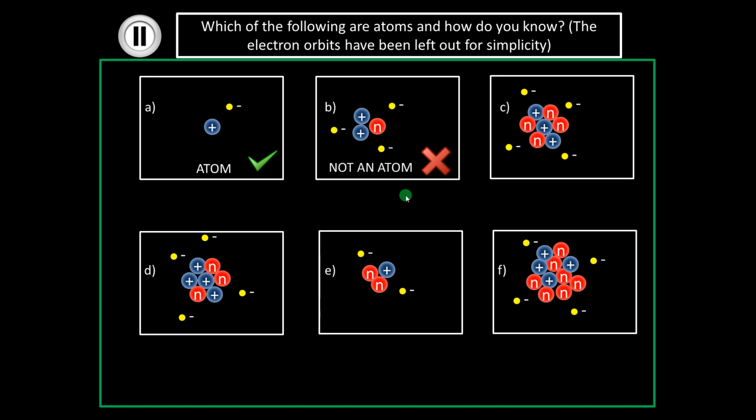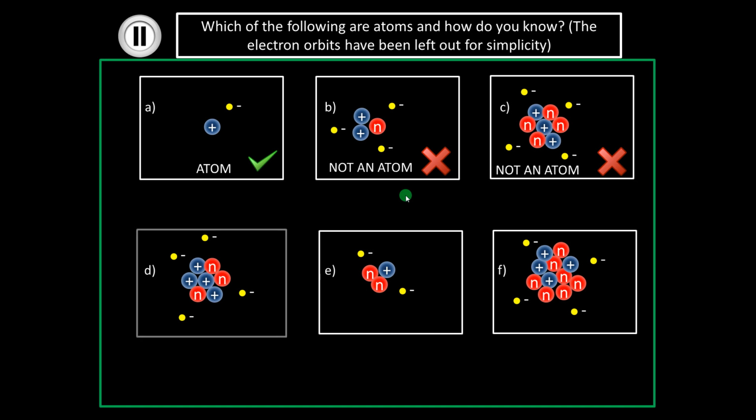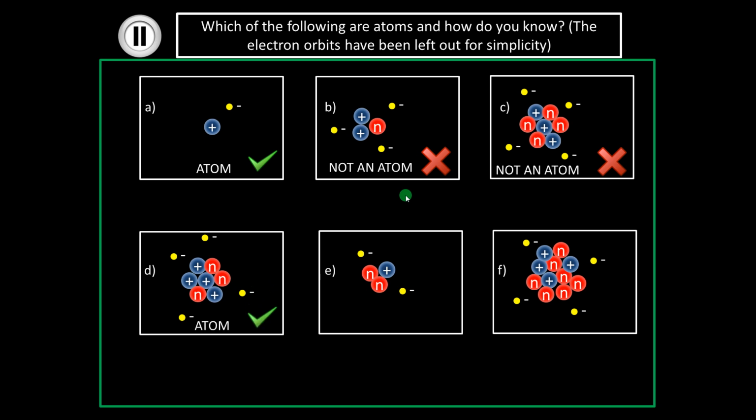For C, we have 3 protons and 4 electrons, so again, not an atom. For D, 4 protons and 4 electrons, so that one is an atom. E, 1 proton, 2 electrons, unequal number, not an atom. And for F, which looks kind of complicated because of all those neutrons in there, but it's still just counting, 4 protons, 4 electrons, sure enough, it's an atom.